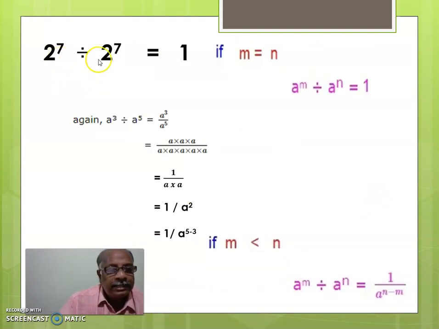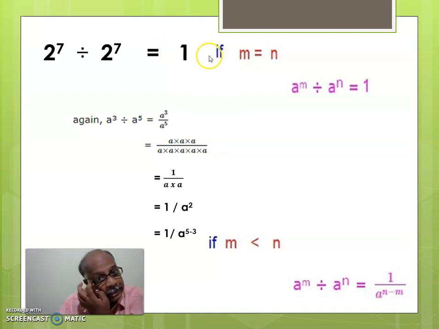Similarly, if bases are equal and exponents are same, 2 to the power of 7 by 2 to the power of 7 is equal to 1. This means if exponents are equal, then a to the power of m by a to the power of n is equal to 1.